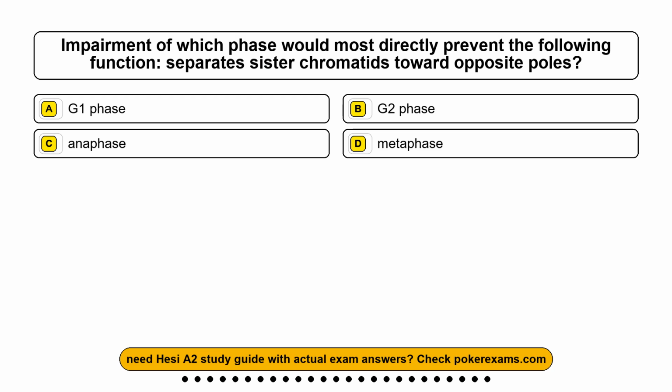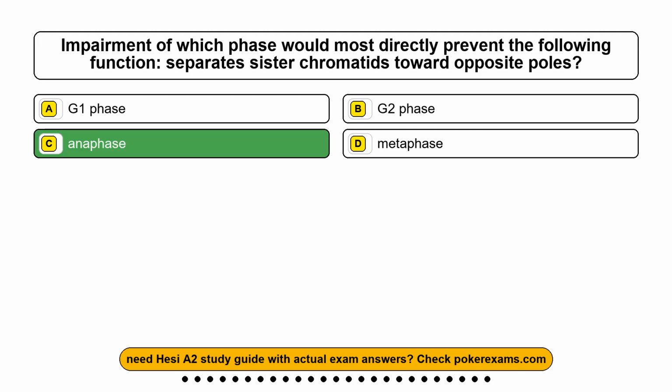Question 4. Impairment of which phase would most directly prevent the following function, separates sister chromatids toward opposite poles? Option A, G1 phase. Option B, G2 phase. Option C, anaphase. Option D, metaphase.